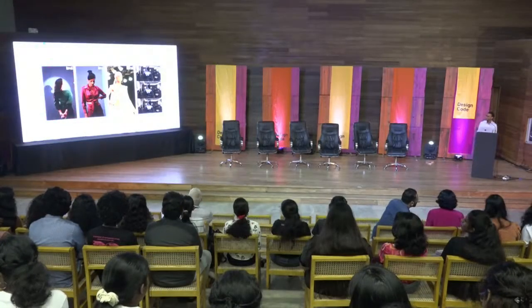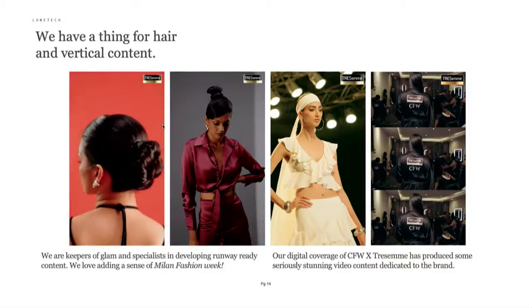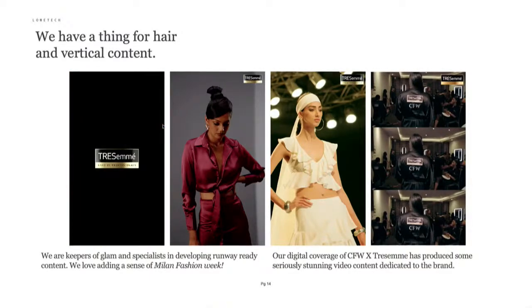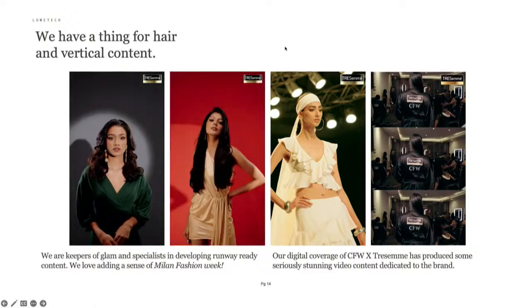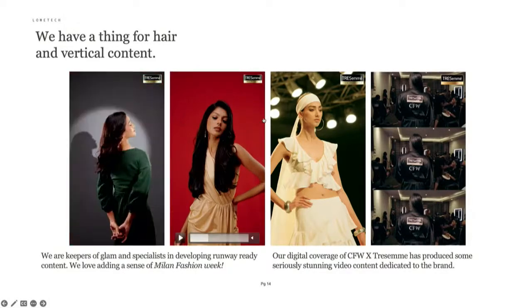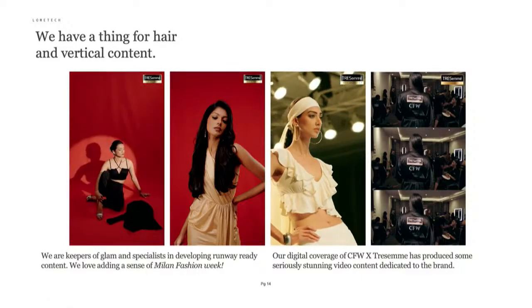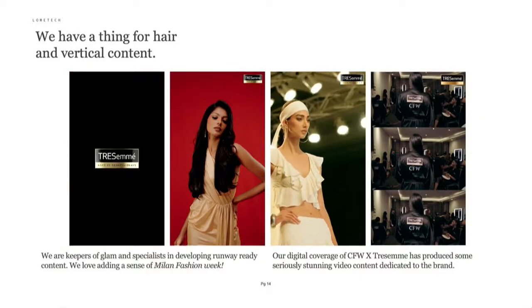We also cover a lot of the events that happen in the fashion space. Creating this authentic content isn't easy, but it needs to be authentic, needs to be in portrait mode for people to find it believable.